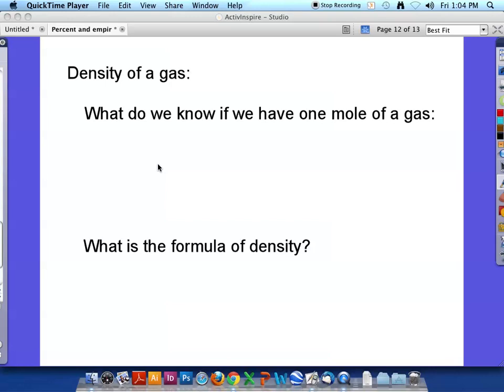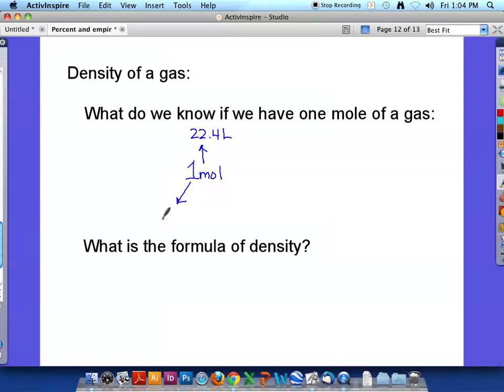Okay, for calculating the density of a gas, there's a couple of things that we need to remember. If we know we have 1 mole of a gas, what else do we know? Well, if you think of your mole map, you know that 1 mole is 22.4 liters of a gas, and you know that 1 mole is grams, or the formula weight. And in this case, we can use that to relate to the gas that we're talking about.